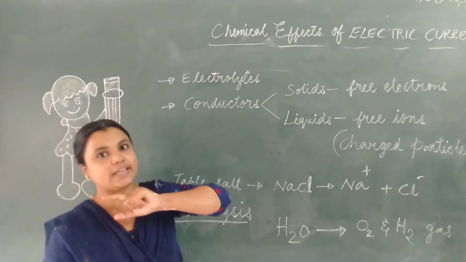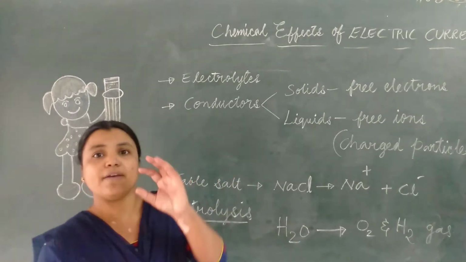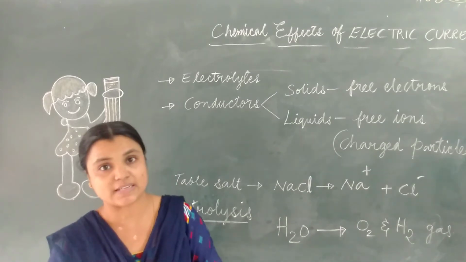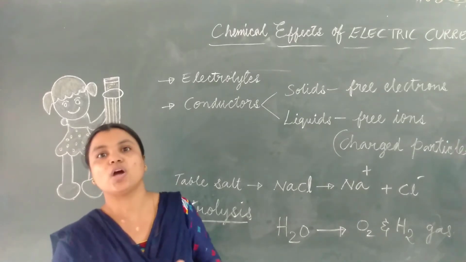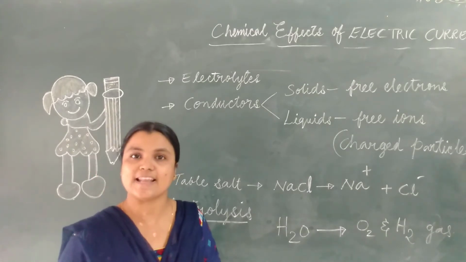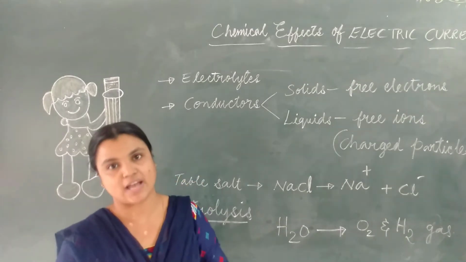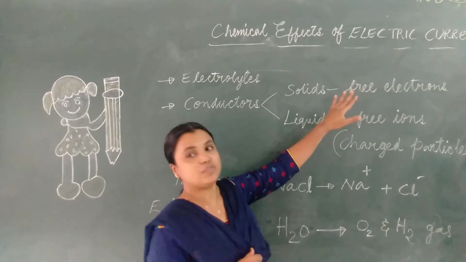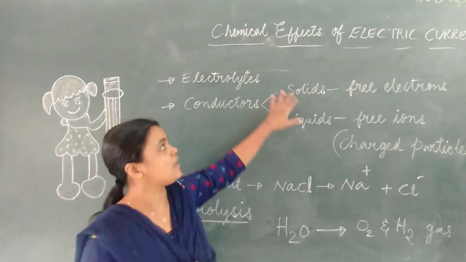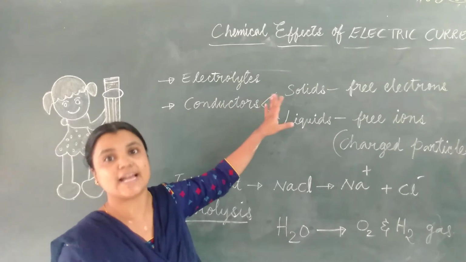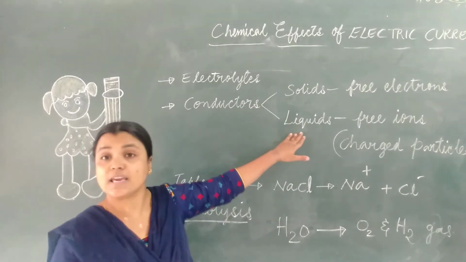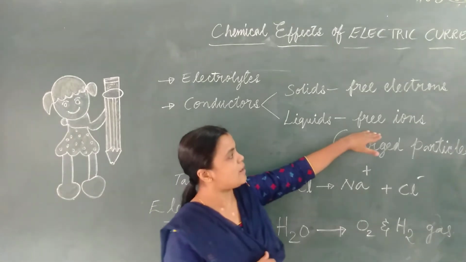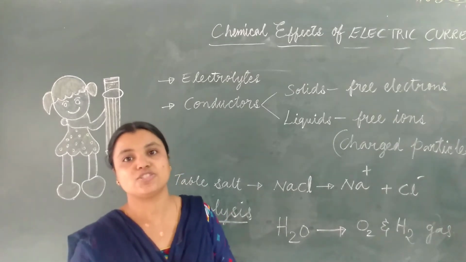What are electrons? Already I taught you in class 7. The matter is composed of atoms, and inside the atom you have some charged particles like electrons and protons. Electrons are negatively charged particles present in an atom, and protons are the positively charged particles. Subatomic particles, we say. So solids, because of the presence of free electrons, conduct electricity. But in the case of liquids, how do they conduct electricity? They do this with the help of free ions, nothing but charged particles.